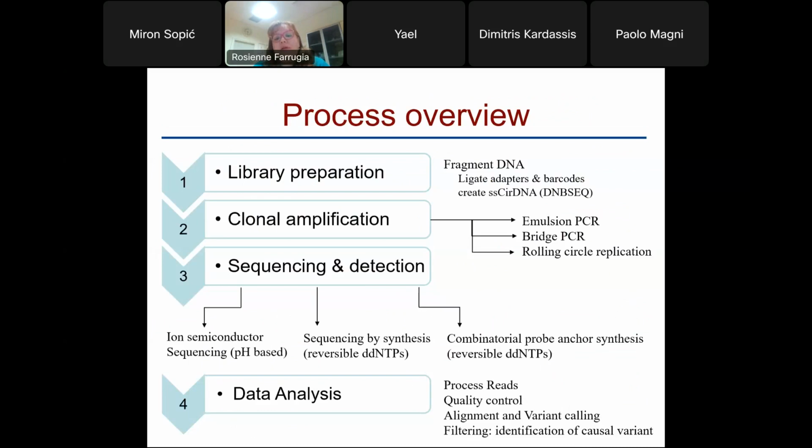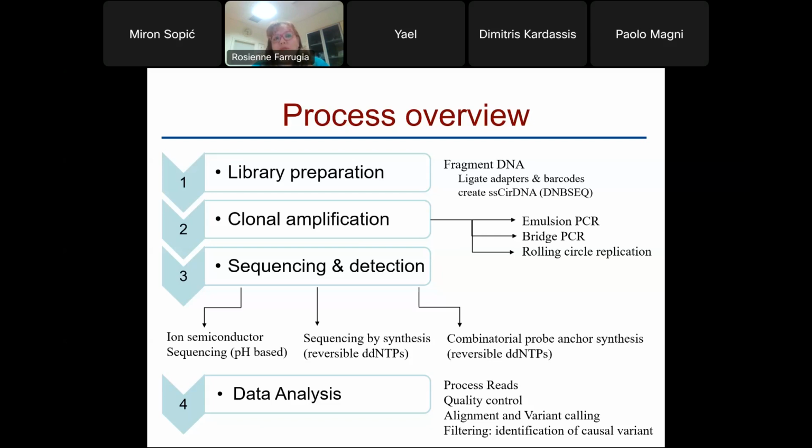And if you're sequencing multiple samples at the same time, there is also the addition of barcodes, so that then the data can be attributed to the right sample. For DNB-seq, there is an additional step, which is the creation of circular DNA molecules, which are single-stranded, but I'll go into that as we go through the technologies. Clonal amplification is also different for the three technologies. Ion Torrent uses emulsion PCR, Illumina uses bridge PCR, and DNB-seq uses rolling circle replication, and I'll go through those as we go through the technologies.